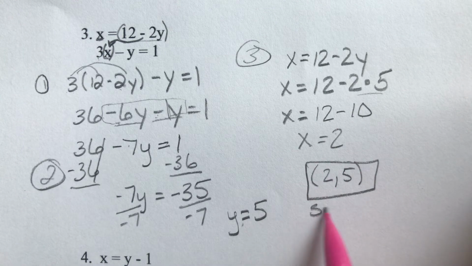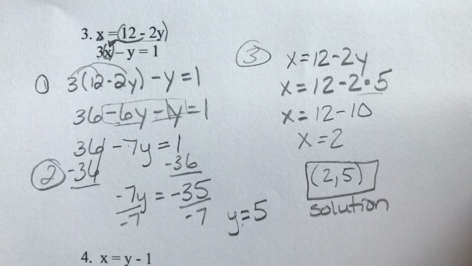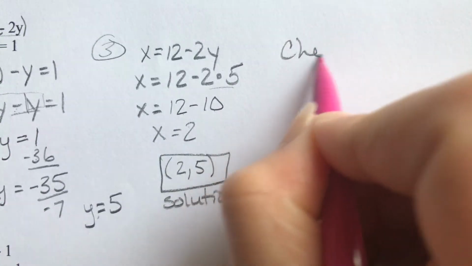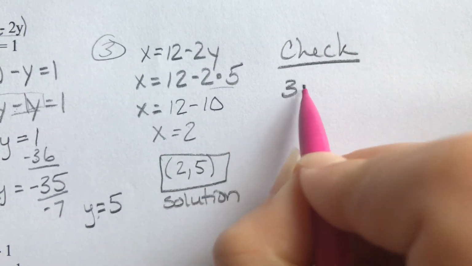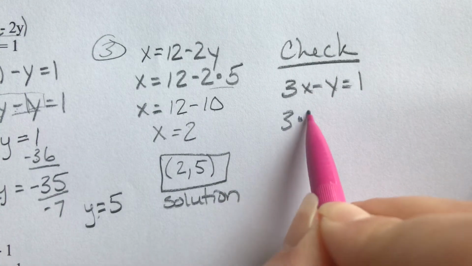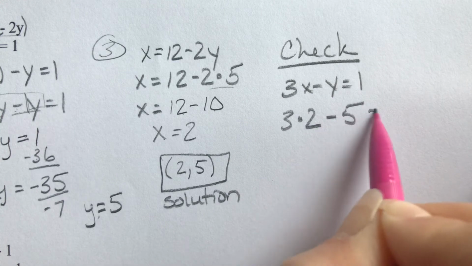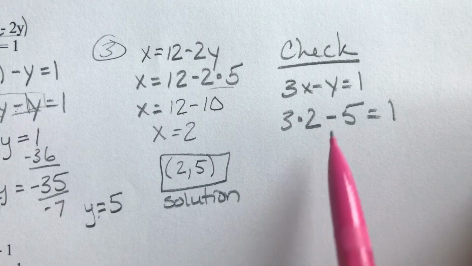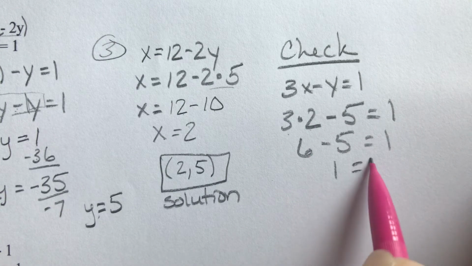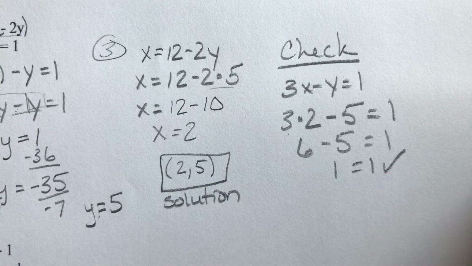Here I believe is my solution. Of course I'm going to check it. I want to make sure that I'm doing my work correctly. So my check, I use the opposite equation. 3x minus y equals 1. 3 times 2 minus 5 equals 1. 3 times 2 is 6. 6 minus 5 is 1. I did it correctly. All right, if you're feeling confident, pause your video. Start trying 4.